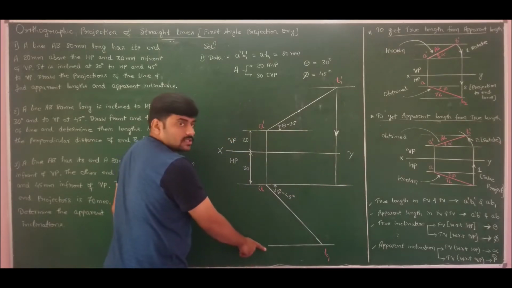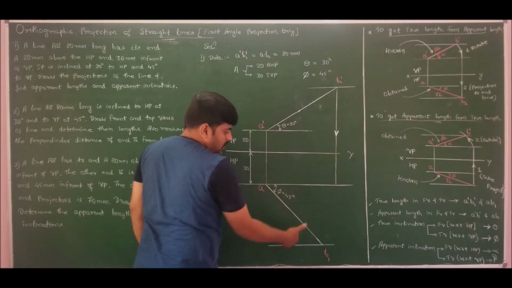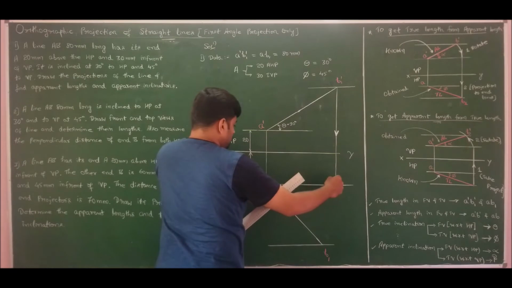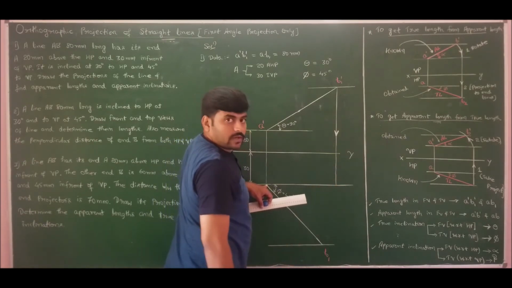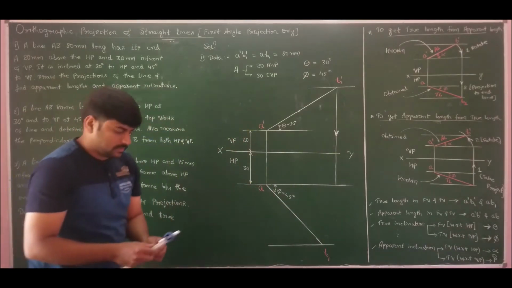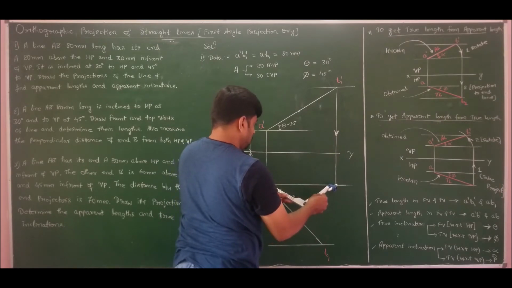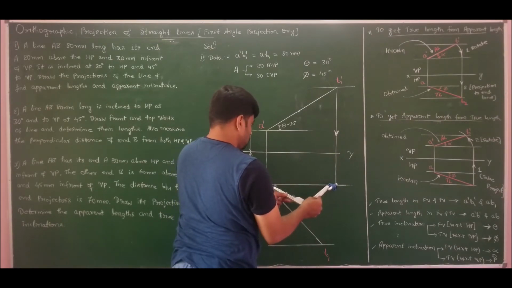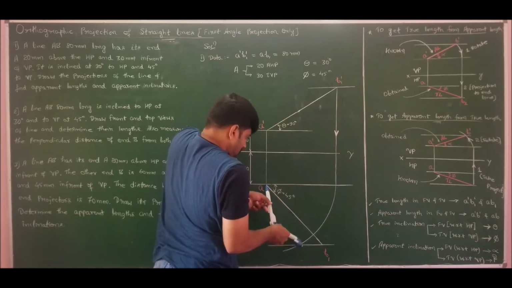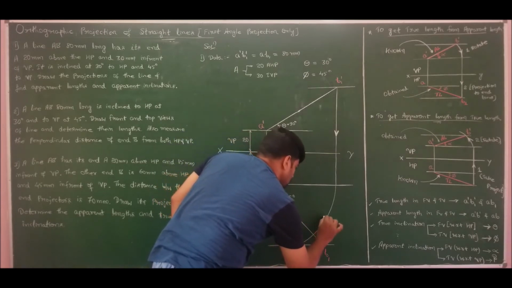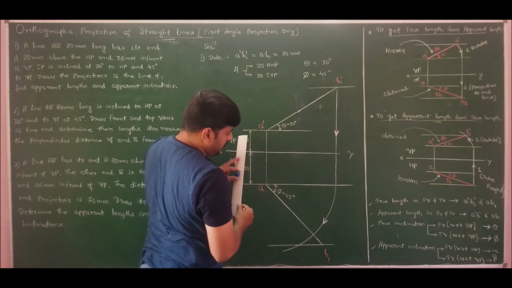The locus of B is here, so I should retain this length, but I should shift end B to the locus of B. So I should use a compass, taking this radius, to shift the end B to the locus of B. Fixing at A, measuring this length, keep here and rotate. So I have done step 2, that I have shifted the end B to the locus of B.